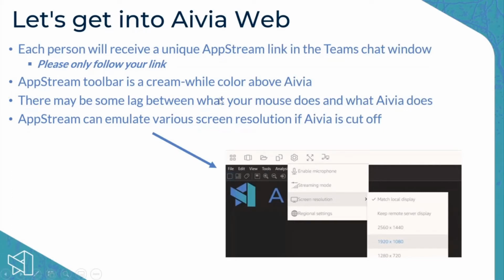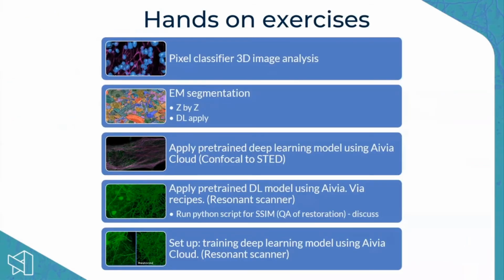The Upstream toolbar is this cream, kind of white color at the top, and this is not Aivia. This is additional functionality from the platform that we're using to run Aivia in, and it has a bunch of functionality, and we'll use some of that if needed. Sometimes there is some lag. We have servers in different locations in the world, so it shouldn't be too bad. But of course, these are remote computers that you're accessing, so there might be some lag sometimes. So give it a moment. But generally, we've had really good experience so far using these sessions.